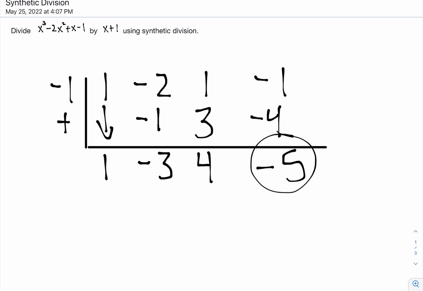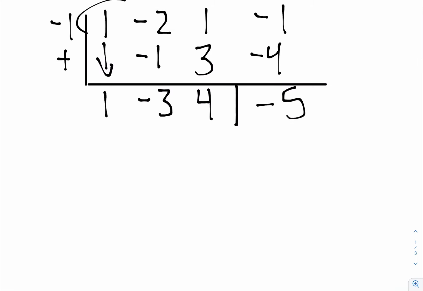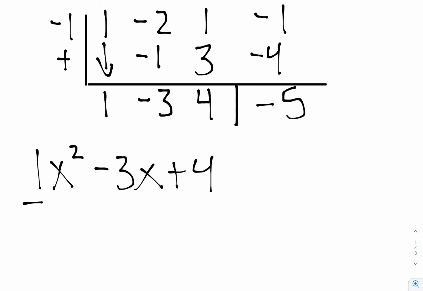So the last number you get here, that's your remainder. And all the numbers to the left of it, that's called your quotient. Just like how this top row was the coefficients on our original expression, these three numbers here are the coefficients on our quotient. So there's going to be a 1x squared minus 3x plus 4. So positive 1, minus 3, plus 4, those are our coefficients. And then remember our remainder was negative 5.